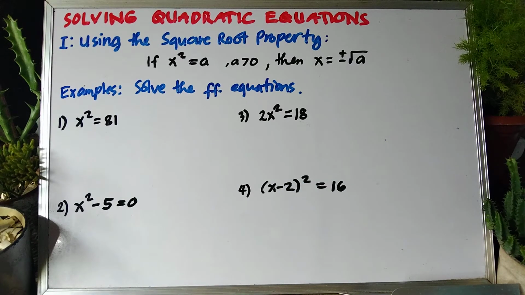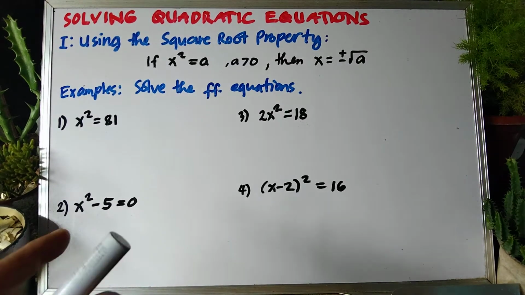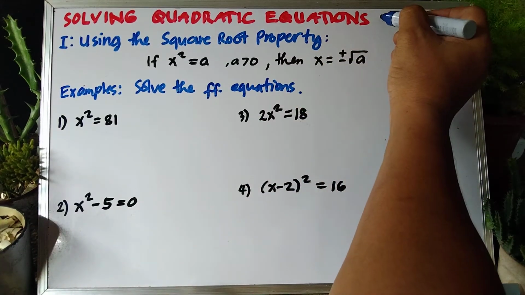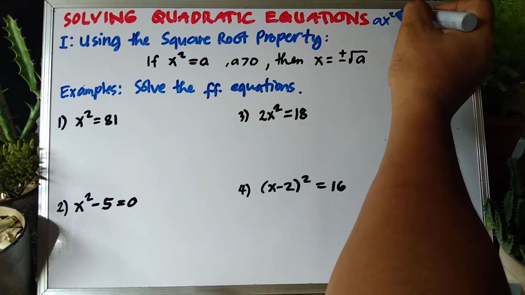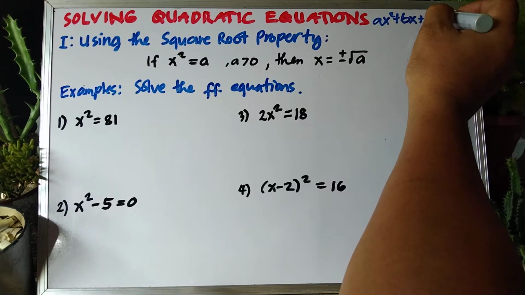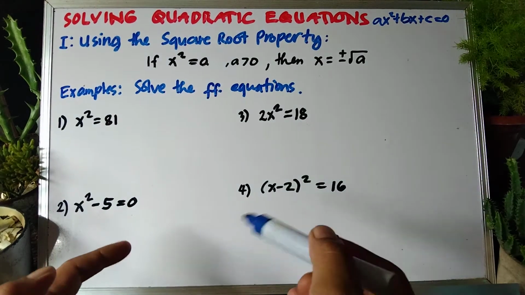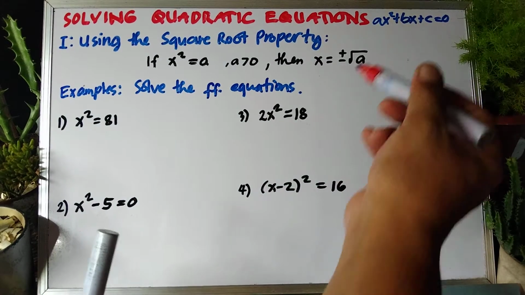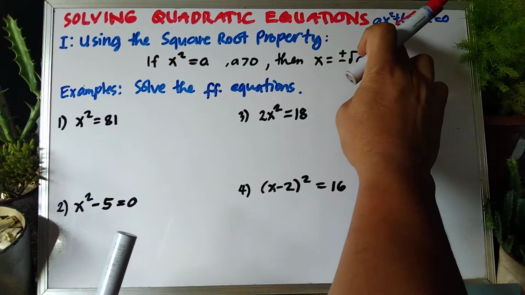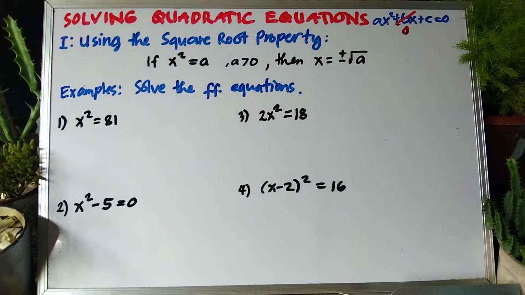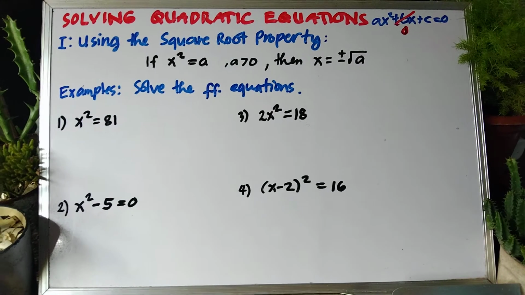Okay? So let us try these examples. Solve the following equations. Number 1, you are given x squared is equal to 81. This type of example will appear when, in the quadratic equation ax squared plus bx plus c is equal to 0, your b is 0. Meaning, when your b is 0, what is left? You have ax squared plus c. Okay, let us solve example number 1.